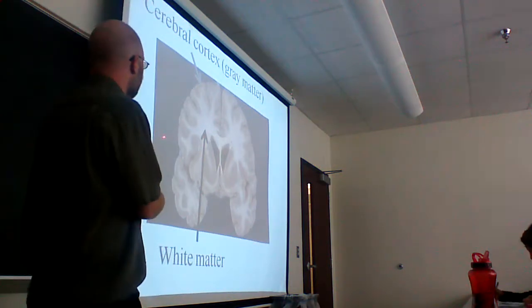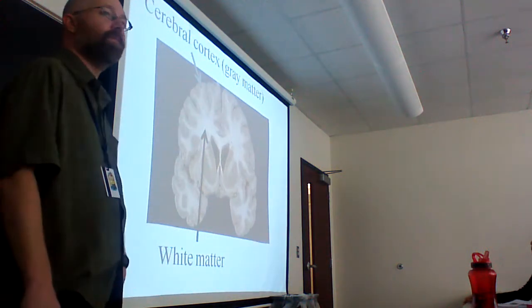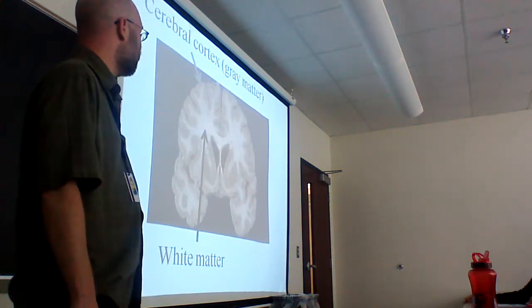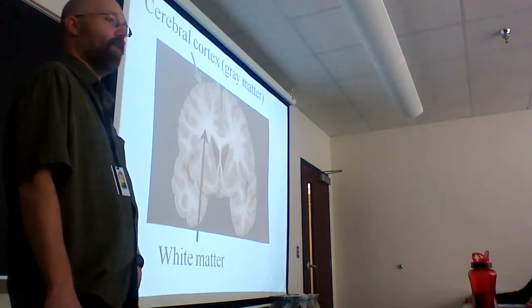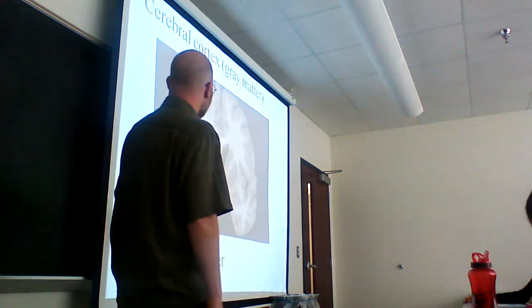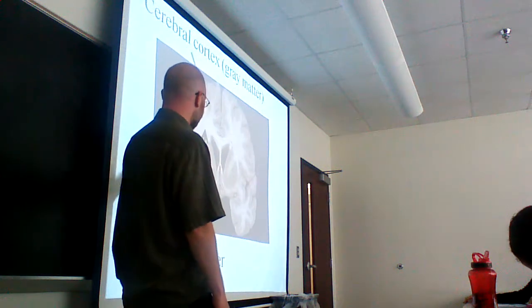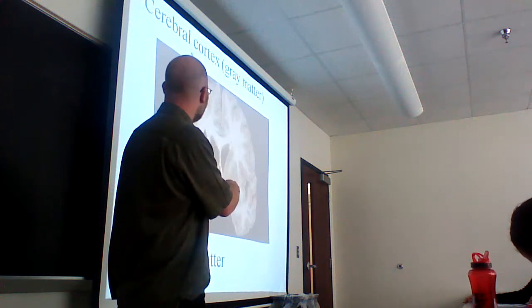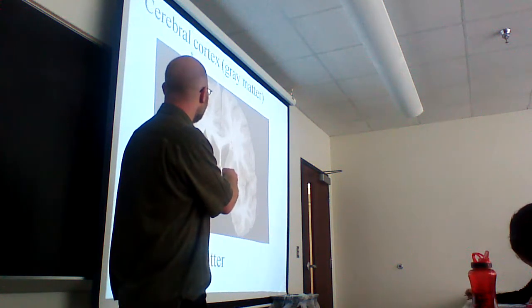This is, what kind of section is this? Good guess, but no. It is a coronal section. So, if you do a coronal section through this, right, you can see different regions. You can see the white and the gray matter, right? White matter here, gray matter here.